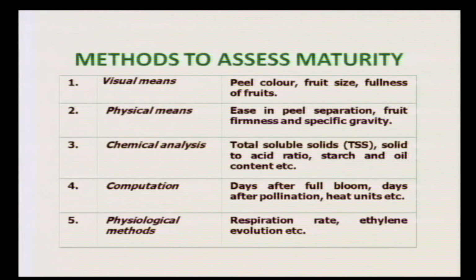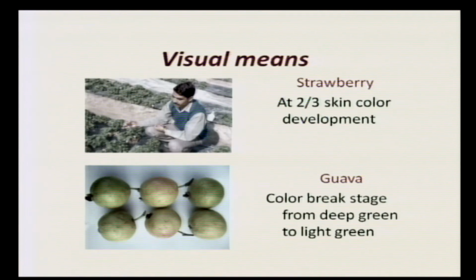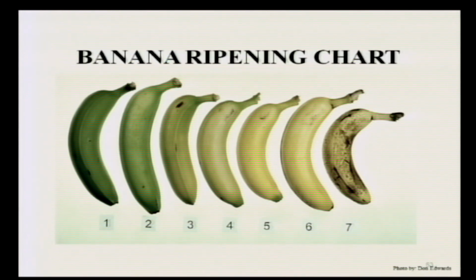Let us take one by one. Physical means like you see the color, size, fullness of it. Physical also means ease in separation of the peel, firmness. Then chemical analysis is total soluble solids. So these are the different methods. You can see with the examples like colors of this. Similarly, guava color from deep green to light green. These are the bananas. We can see how the ripening is taking place.